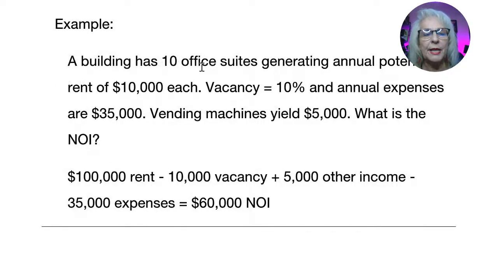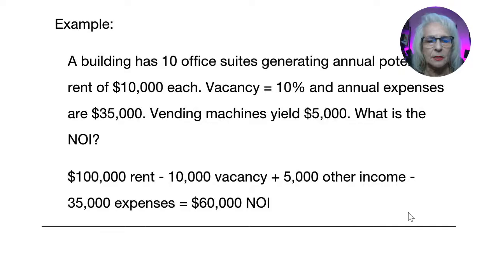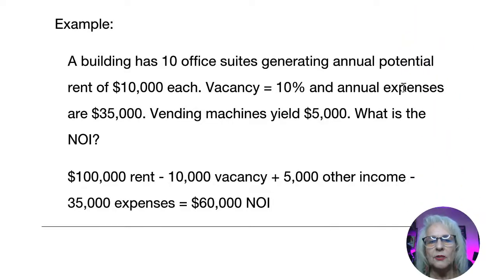Example: a building has 10 office suites generating annual potential rent of $10,000 each. So 10 suites times $10,000 equals what? $100,000, right? Now they have a vacancy of 10% and annual expenses of $35,000. Vending machines yield $5,000. What is the NOI? So we have $100,000 minus the $10,000 for the vacancy. They have one vacant unit, 10%.